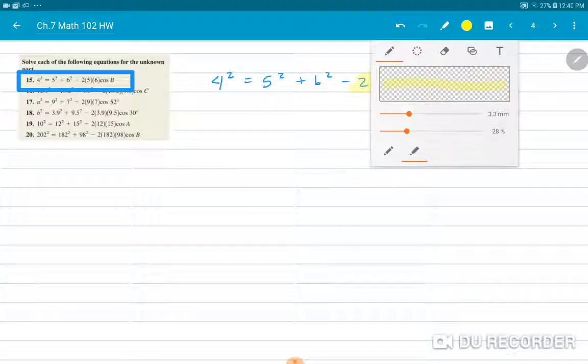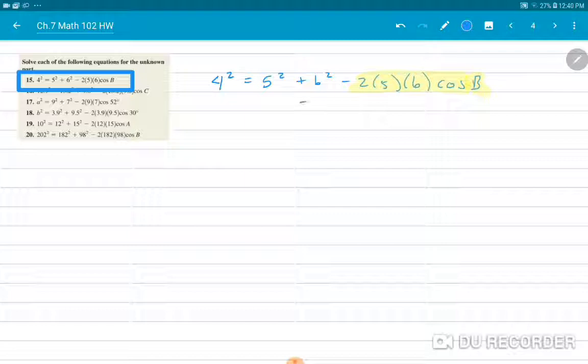So I will subtract the 5 squared and the 6 squared from both sides. So I get on the left 4 squared minus 5 squared minus 6 squared. And on the right I have negative 2 times 5 times 6 cosine of b.